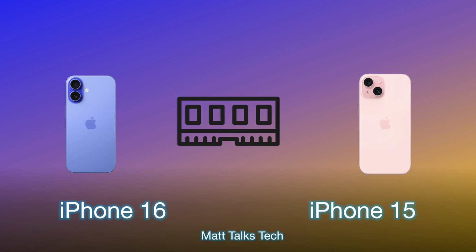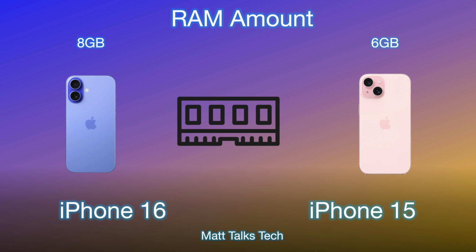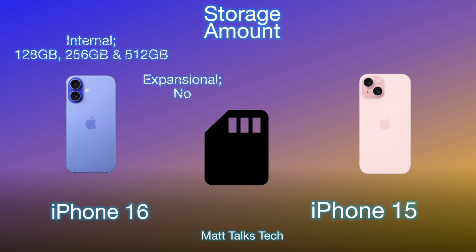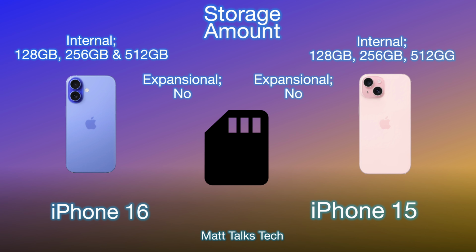Something else to take into account is the amount of RAM. The iPhone 15 came with 6 gigabytes of RAM, whereas the iPhone 16 comes with 8 gigabytes of RAM inside of it. But then moving along to the actual storage amounts, well, they're exactly the same as each other. So we've got 128 gigabytes, 256 gigabytes, and a 512 gigabyte option that you can pick for either of these phones here. And again, there is no expansion storage, and personally I wouldn't even use it, as you will see later on with the speed of the USB-C port.